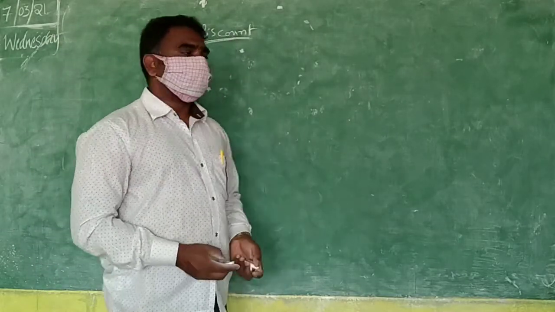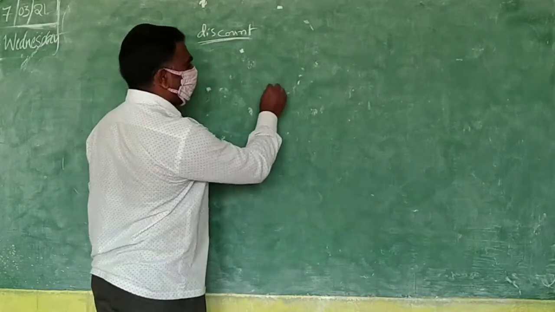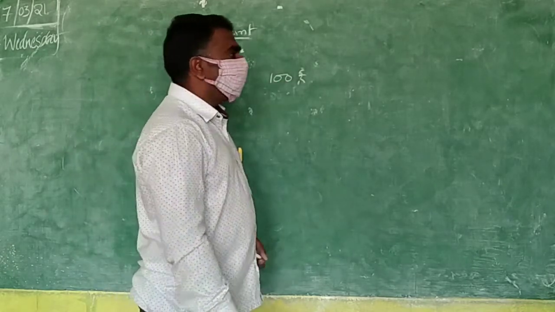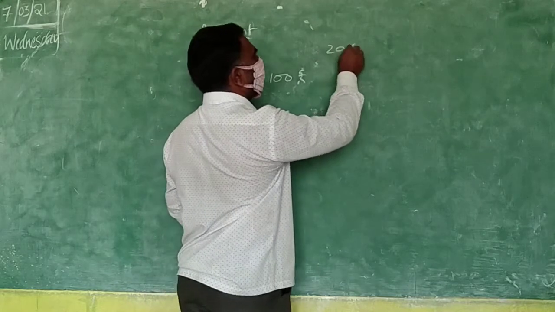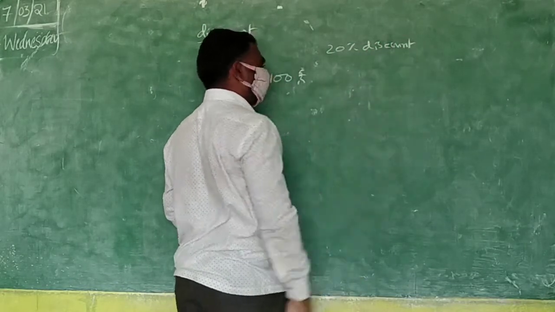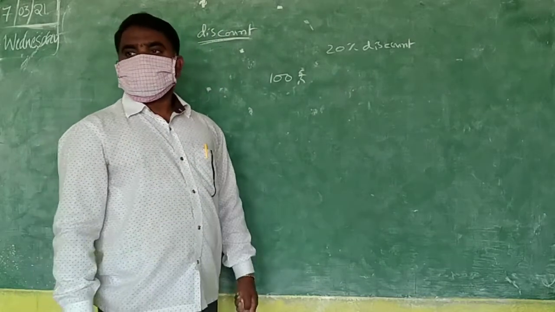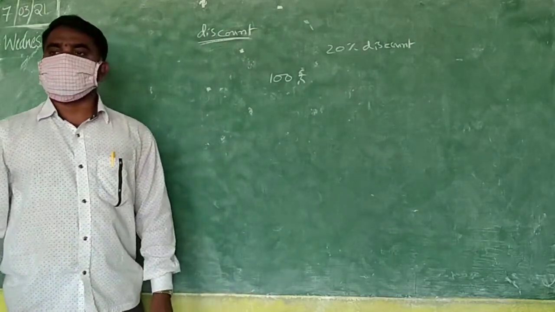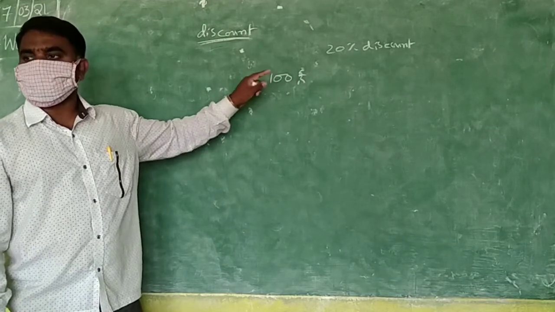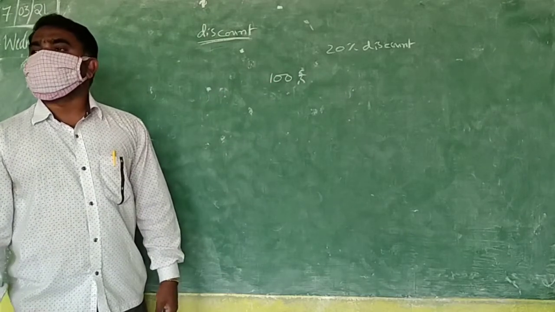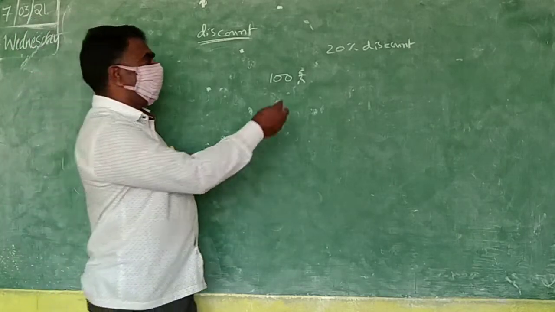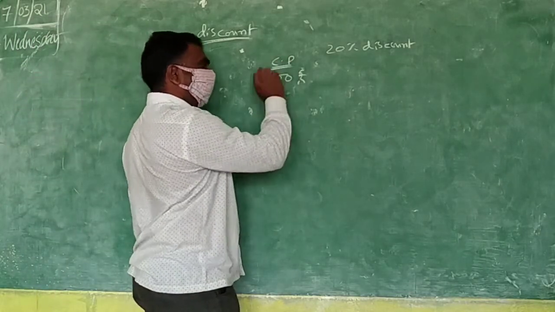Okay, suppose one item costs 100 rupees. If he is providing us 20% discount, what is the meaning of that? If the cost of the article is 100 rupees, he is giving a discount of 20 rupees to me. So what is this called? CP. Actually CP is 100 rupees.